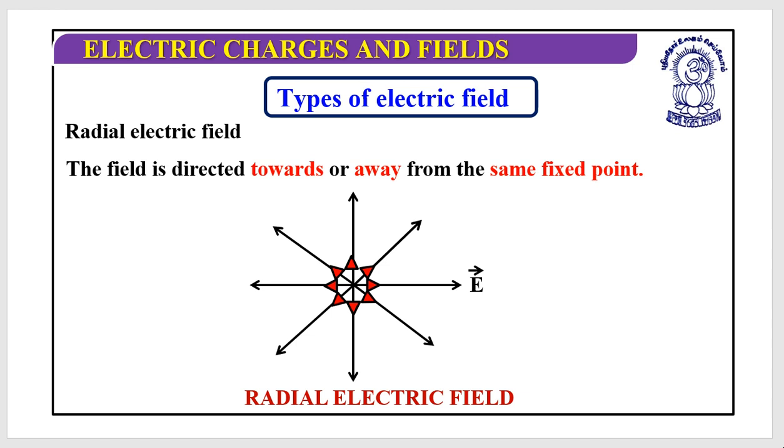And last, it is the radial electric field. In this, let's say at this point a charge is given and the field is directed towards or away from the same fixed point, then this electric field is known as the radial electric field. Now why do we discuss all this at this point of time?